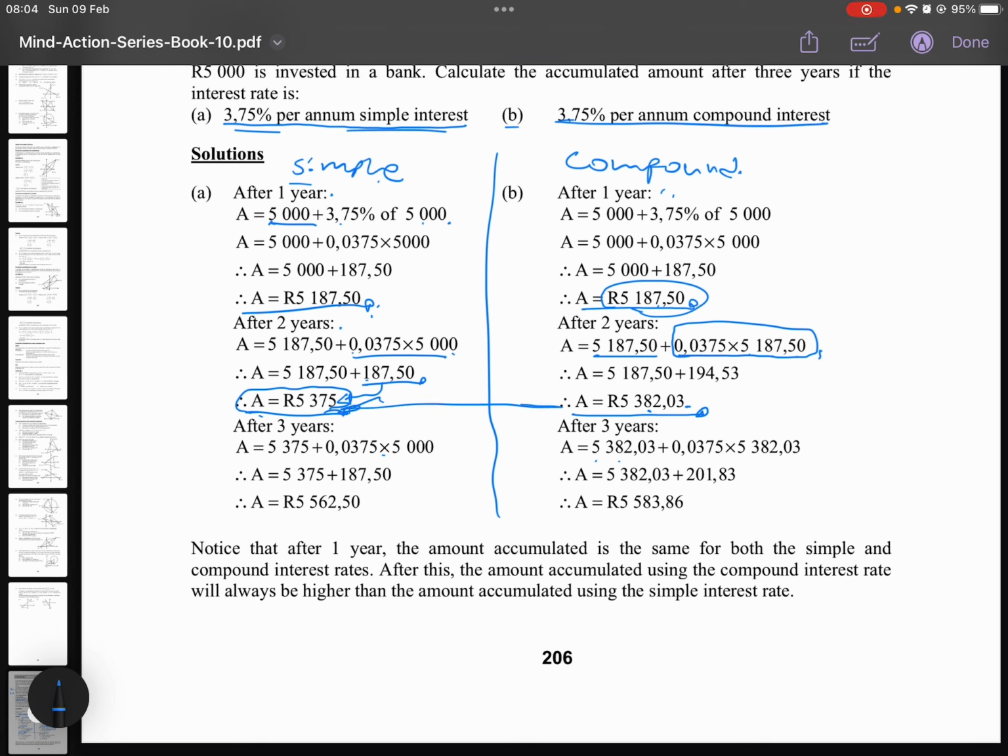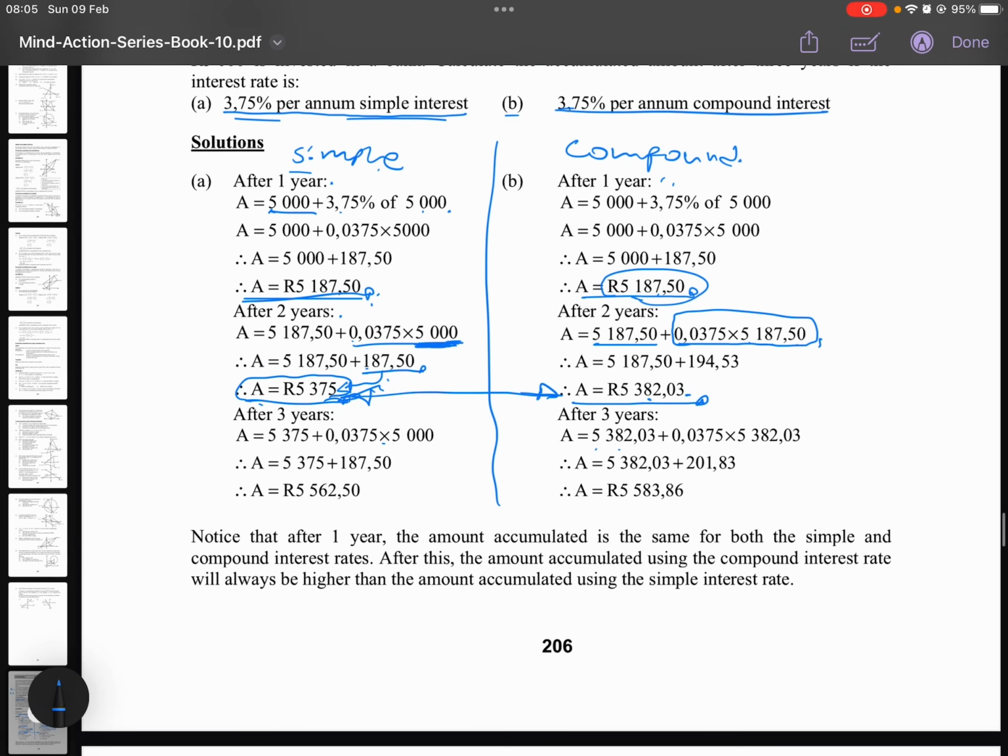As you can see, this is higher because the interest is being calculated on the already accumulated amount. So you're adding 3.75% of the accumulated amount. In simple interest, you're always adding the percentage of the original amount, which is 5,000 rand. That's what we started with, so you're always earning interest on that. You don't earn interest on the accumulated amount. That's the difference between the two.